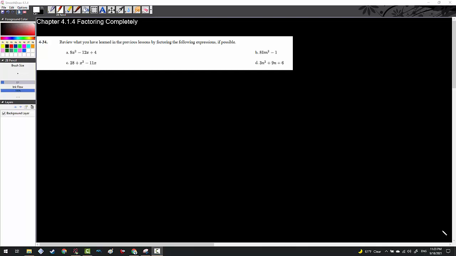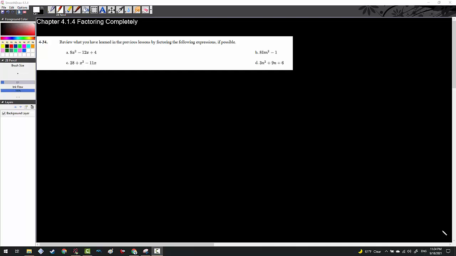In today's episode, we will be discussing Chapter 4.1.4, which is Factoring Completely. The basic premise of this chapter is recognizing when a quadratic can be factored multiple times. Up until this point, we've factored each quadratic only once, but by the end of this chapter, you should be able to recognize when a quadratic can be factored more than once. And we'll see that happen in later examples.